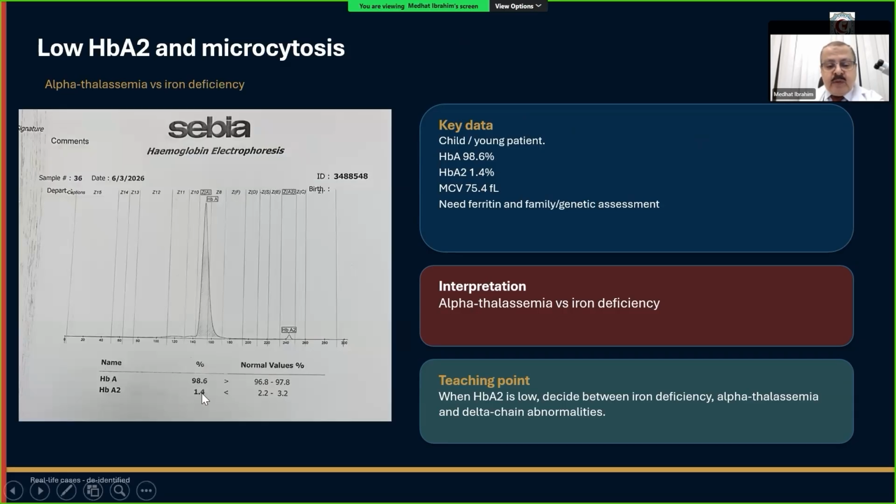Here, what do you expect typically in a straightforward case of alpha thalassemia? You have A2 less than 2%, as in this case, and also you have erythrocytosis, and you also have to have normal serum ferritin to exclude iron deficiency, because as we said earlier, iron deficiency may also produce reduced hemoglobin A2.